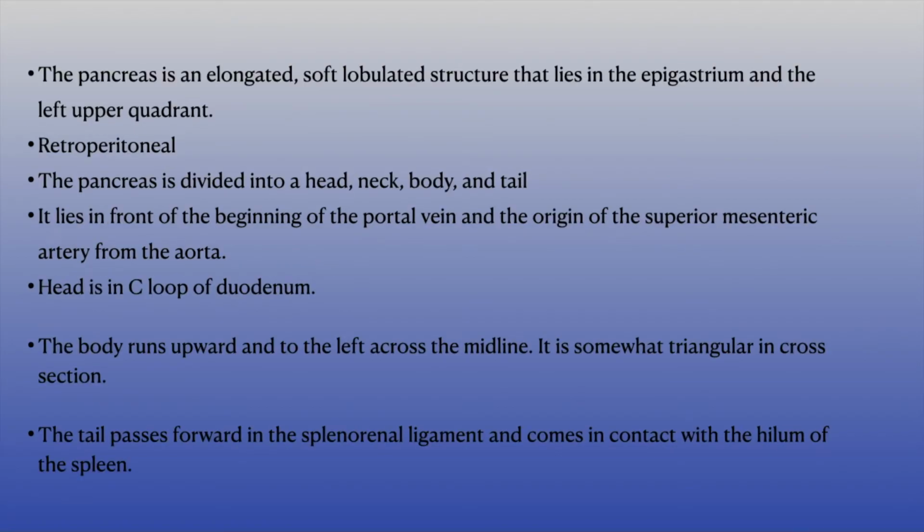The pancreas is an elongated, soft lobulated structure in the epigastrium and in the left upper quadrant. It is divided into head, neck, body, and tail. It lies in front of the beginning of the portal vein and the origin of the superior mesenteric artery from the aorta. The head is in the C loop of the duodenum, the body runs upward and to the left across the midline, and the tail passes forward in the splenorenal ligament and comes in contact with the hilum of the spleen.